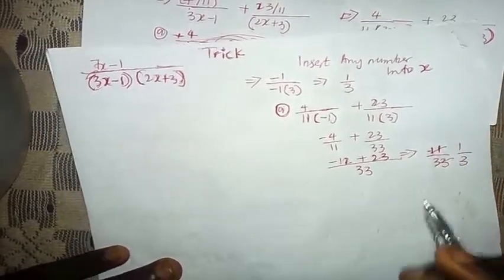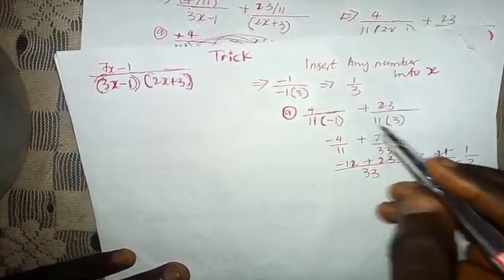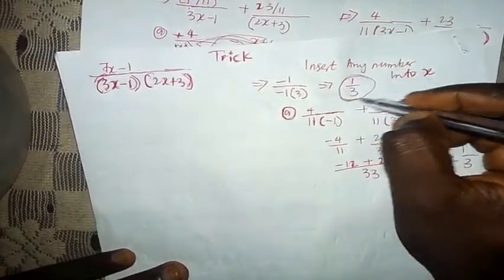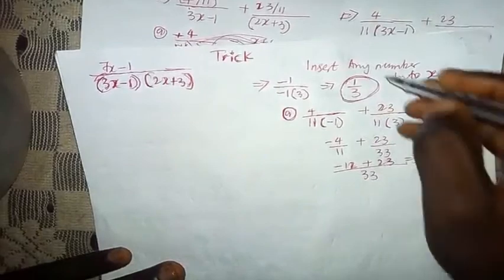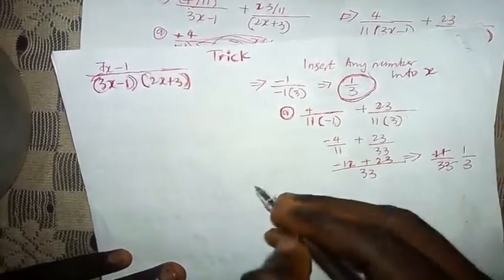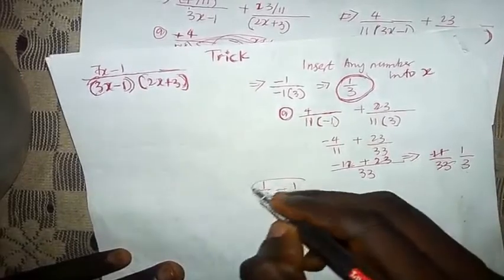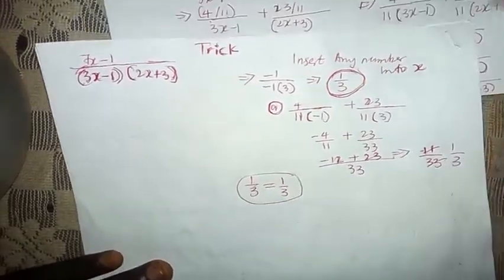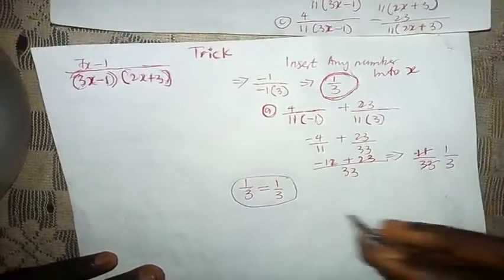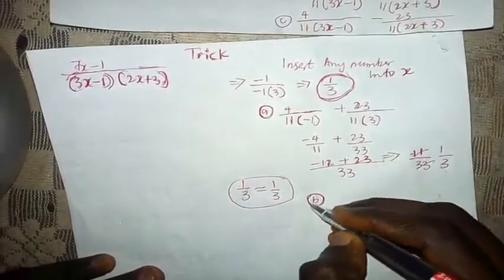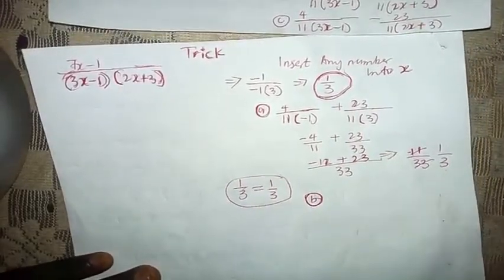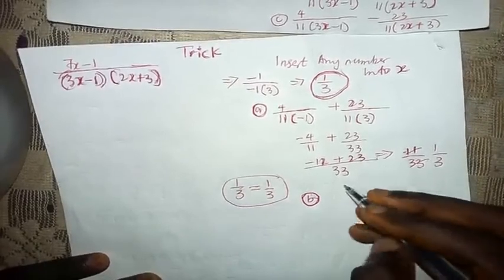So any option that gives you the same thing you've gotten here. Look at this, 1 over 3 is equal to 1 over 3. Any option that gives you the same thing here is the correct option. Let's try the other options also. Any option that gives you the same thing I have here, that's the correct one.